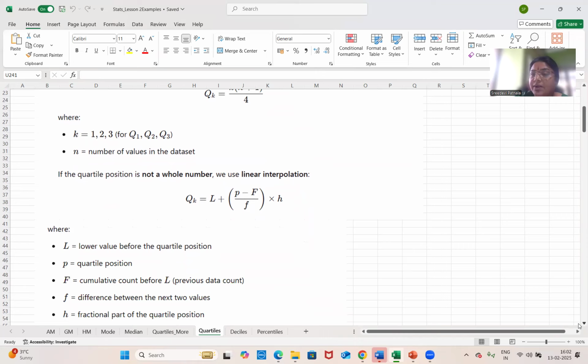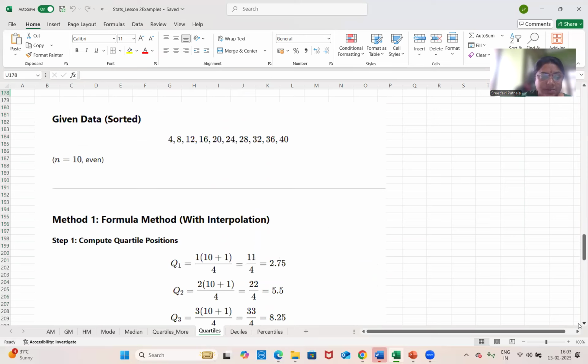When the value of Q1, Q2, or Q3 comes as a decimal, you do linear interpolation. The formula is L plus (p minus F) by f, into h, where p is the quartile position, and capital F is the cumulative frequency of the previous class if it is a class interval. Small f is the difference between the next two values, where the position lies, and h is the class interval width. I'll explain how h and f are taken for ungrouped data in this example.